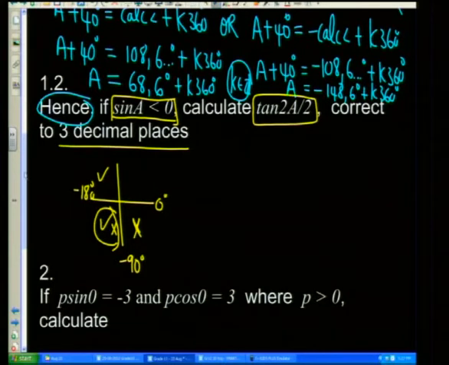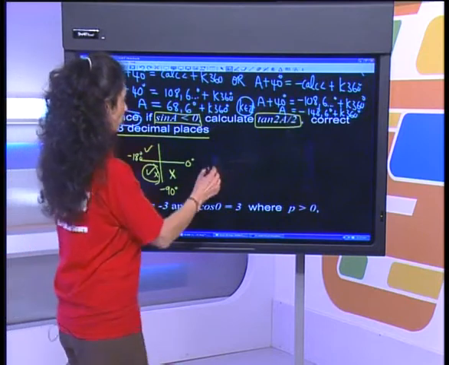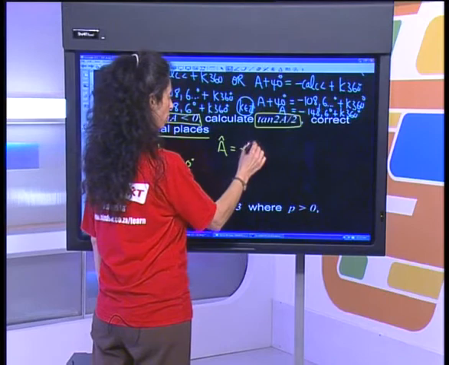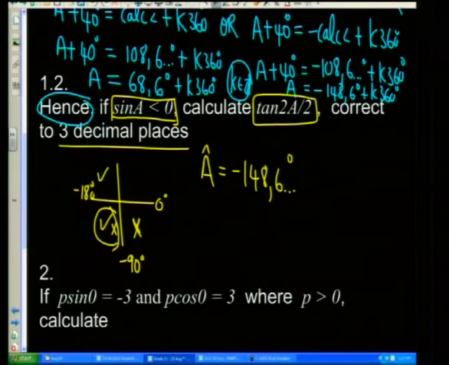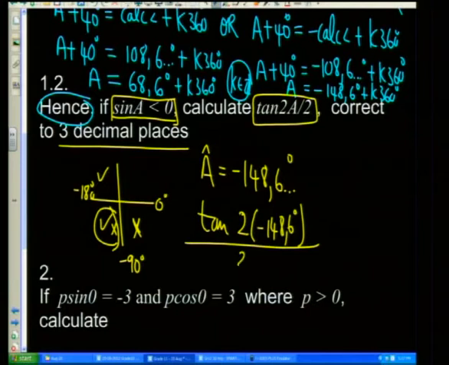Okay, so can you see how cos and sine are both negative? So we're actually looking for one angle that would make that true. That's one of the possibilities. So we would get that A could be the negative 148,6. Okay, and now we want to find out what is the tan of twice of negative 148,6, and we're going to divide that all by 2.